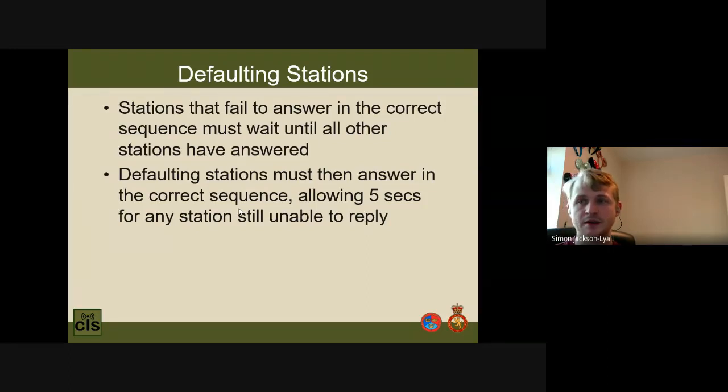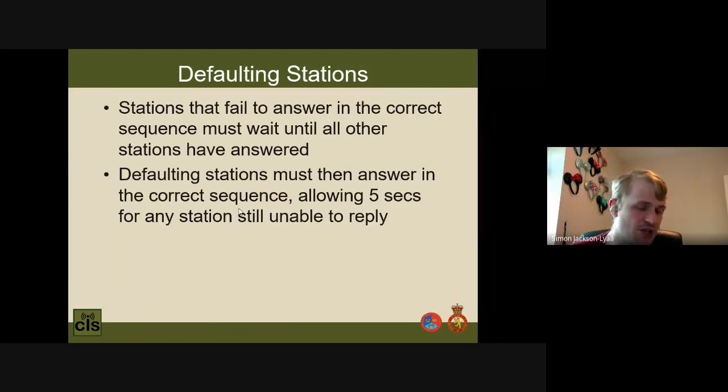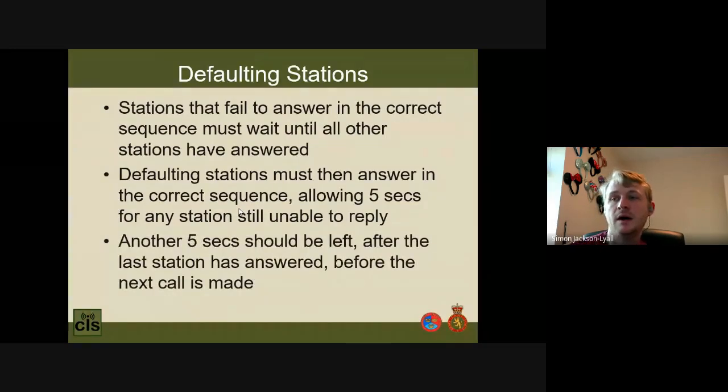So you allow 5 seconds, and that means if someone's messed up a little bit, they'll probably transmit before you. And you don't need to be using a watch for your 5 seconds, just count to 5 and then respond. That decreases the chance that 2 people transmit at the same time. And then another 5 seconds should be left after the last station has answered before the next call is made. That's just in case there's another person who's missed it who needs to key up. So basically, if you miss your spot, wait until the end, wait 5 seconds, and then key up.